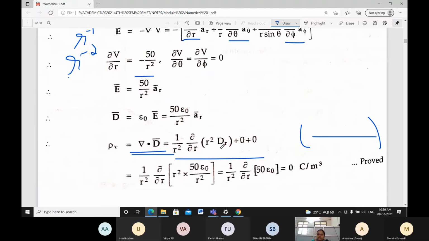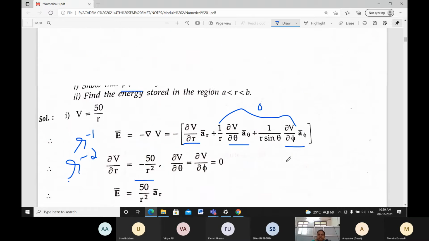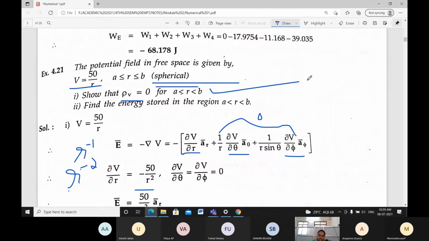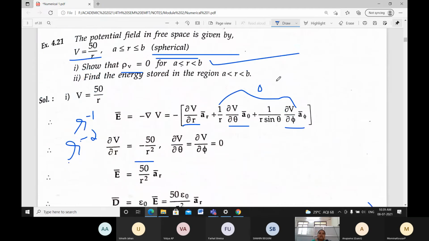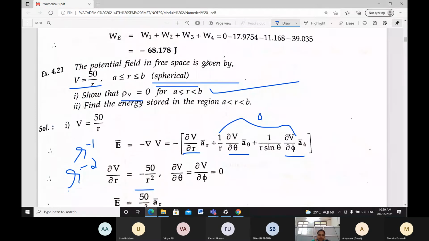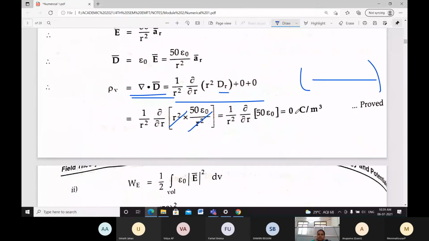Okay, then substitute what is our D we got in the previous case, that is 1 by R square ∂/∂R of R square times 50 epsilon naught divided by R square. This and this will cancel off, right? There is no R dependence left, therefore rho V is of what now? It will be 0 only. Hence, we proved the first case, that is rho V is going to be equal to 0 when our R is in between A and B. A and B are the limits between which the radius varies, in coulombs per meter cube in terms of rho V. This is what we proved in the given equation.